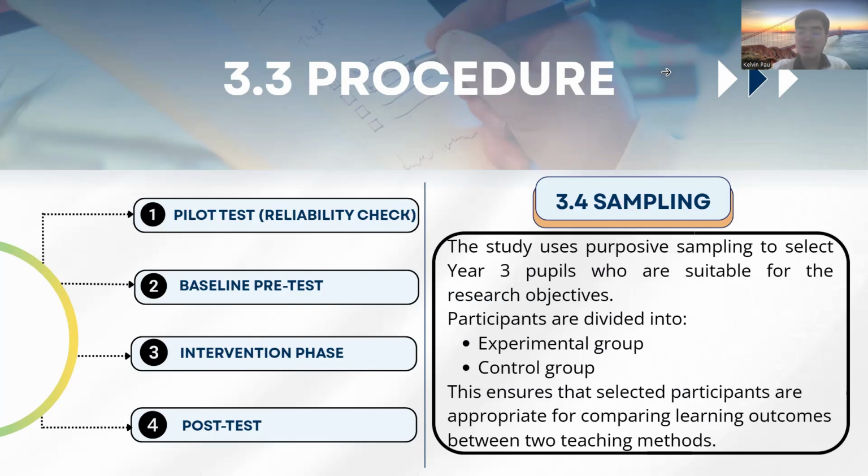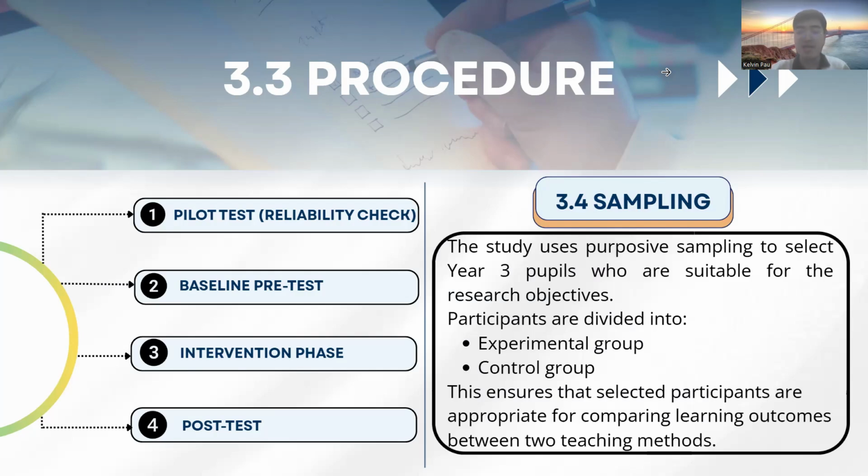And next, we will go to the post-test to measure the improvement of the pupils. This will be administered after the intervention, and it will use the same format as the pre-test to evaluate the pupils' understanding and measure the improvement of their achievement. So this can ensure systematic and reliable data collection.